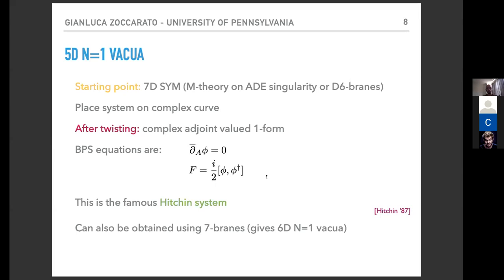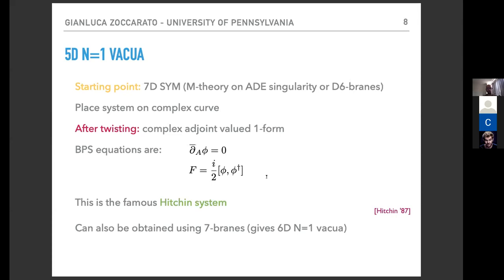You can start from 7D super Yang-Mills. Again, you can get it from M-theory on an ADE singularity or a stack of seven-branes. And you want to compactify this on a complex curve. So after twisting, the Higgs field becomes an adjoint-valued one-form. There's a (1,0) form and a (0,1) form, because you have a complex manifold, you can decompose them that way.